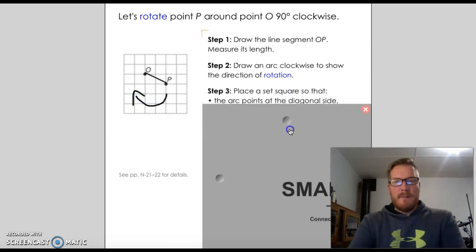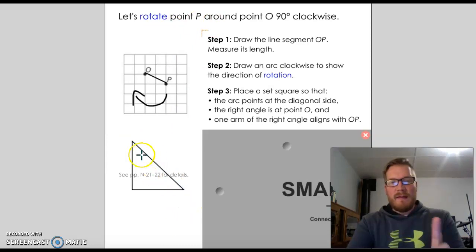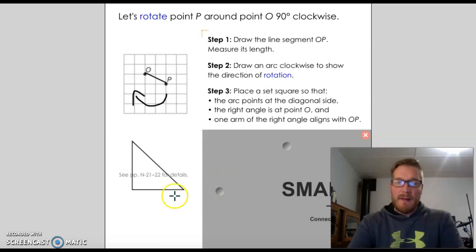The next step is to place a set square so that it fits a couple of points, so that the arc points at the diagonal side of the set square. Now, I'm not sure if anyone really knows what a set square is. So let's maybe try and figure this one out. A set square is like a geometric tool that looks similar to this. It's basically a 90-degree angle and then kind of two 45s. There's another kind of set square that's got a 30 and a 60-degree angle. But basically imagine that this is like a ruler.